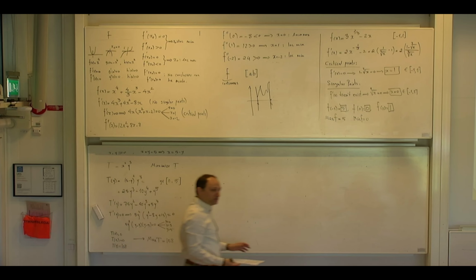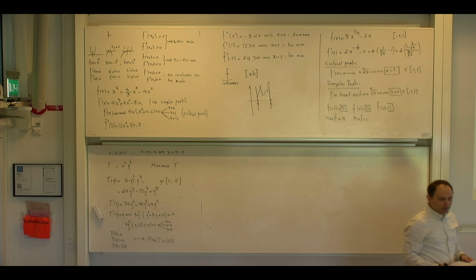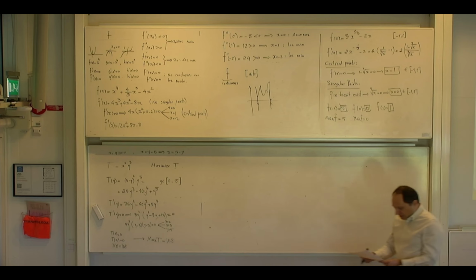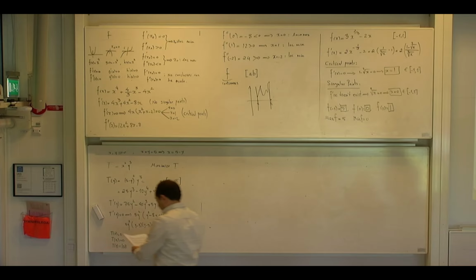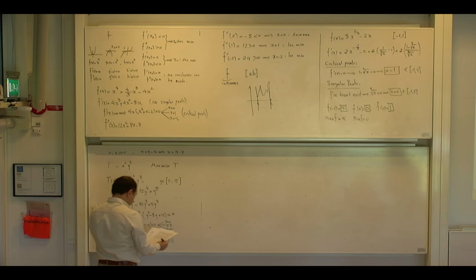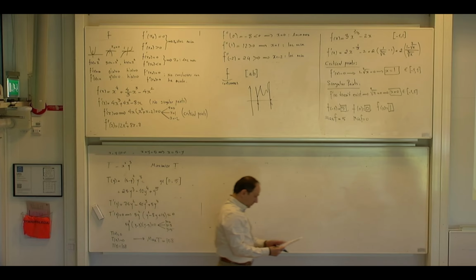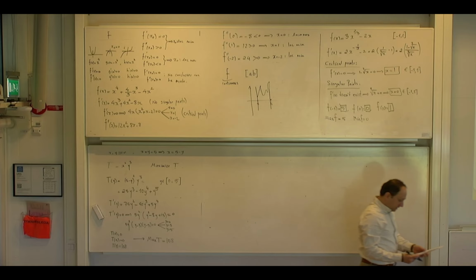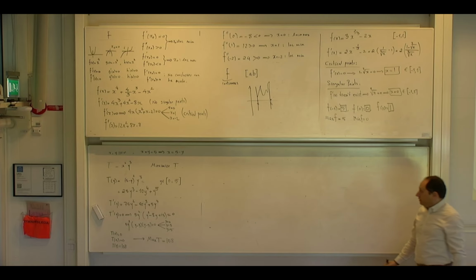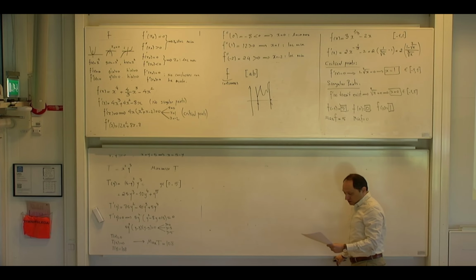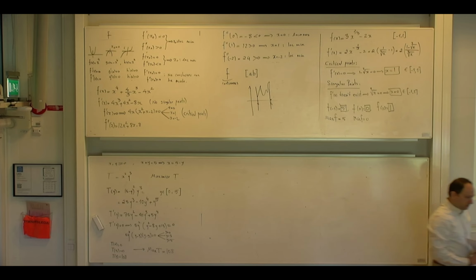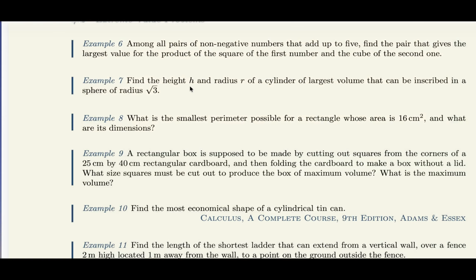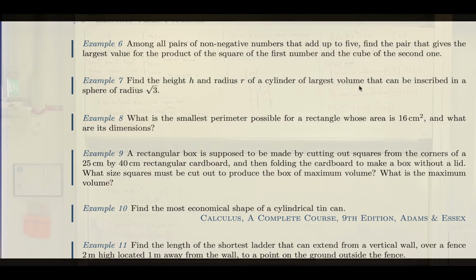But of course optimization problems could be extremely hard sometimes. Because you never know. For example, let me solve one more problem for you here. So which one do we solve? Yeah, let us solve number 7. So find the height. Let me show you if you want. That's on the board, yes? So find the height h and radius r of a cylinder of largest volume that can be inscribed in a sphere of radius square root of 3. Okay, so we want to solve that.